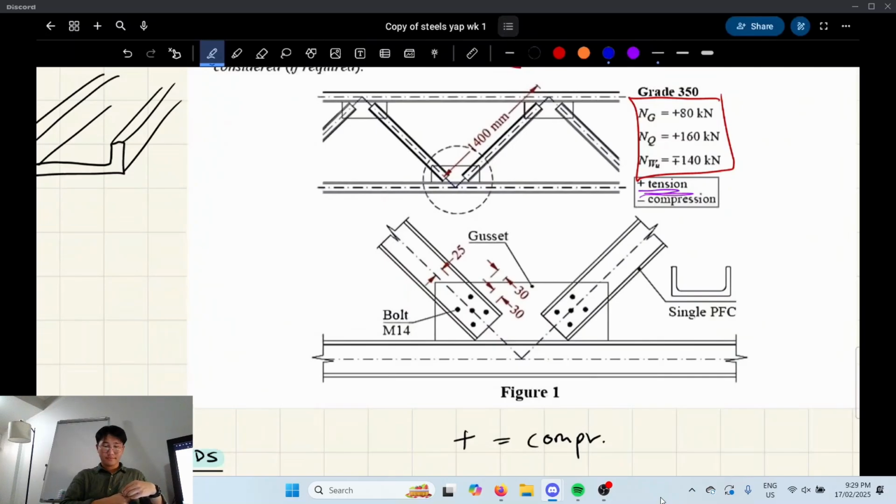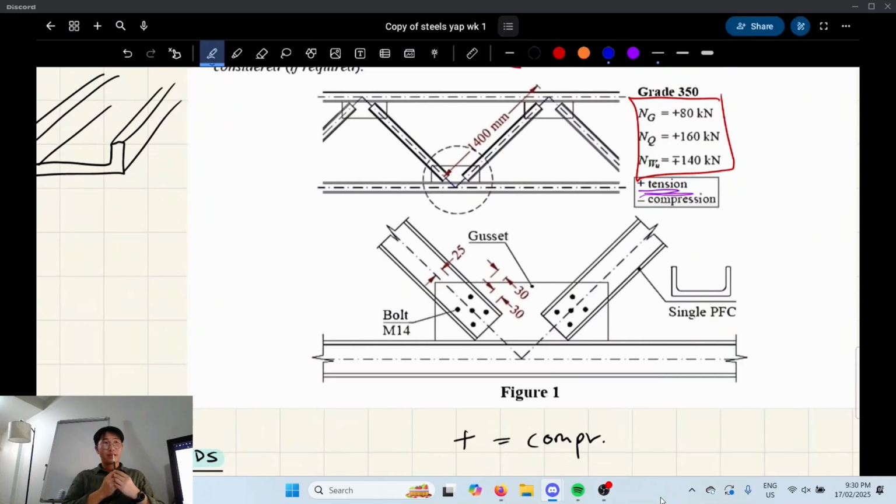The gauge distance is the vertical one. So what number? So pitch is longitudinal. Are they going to be the same as each other? No. So one will be 25 and one will be 30.